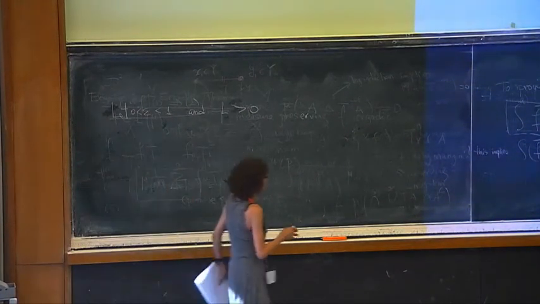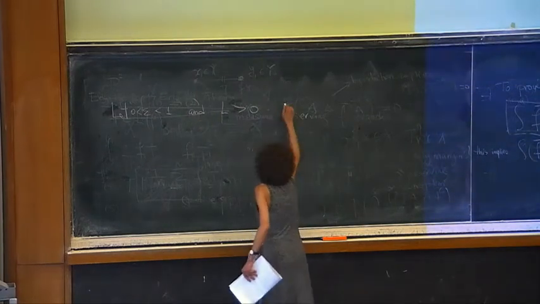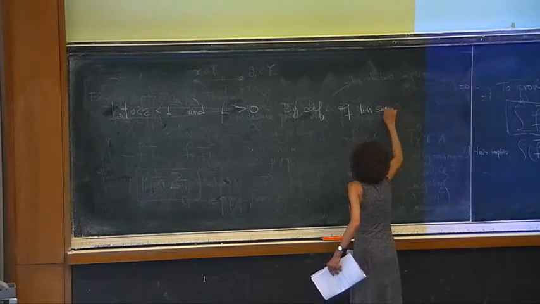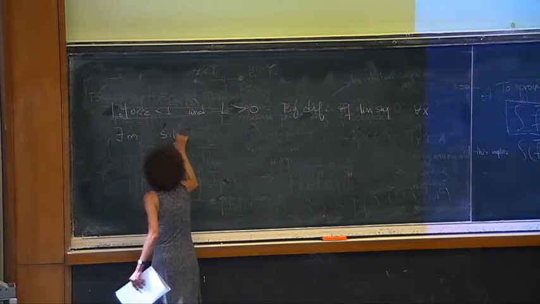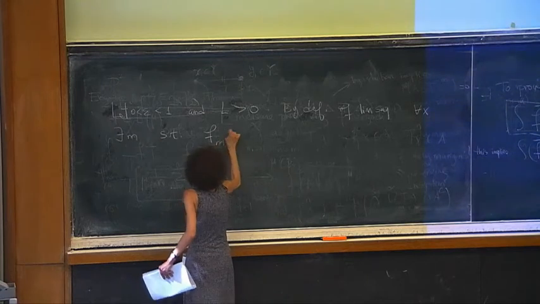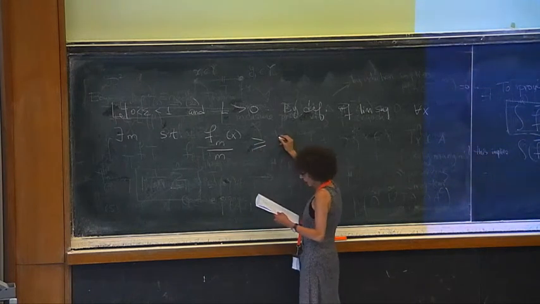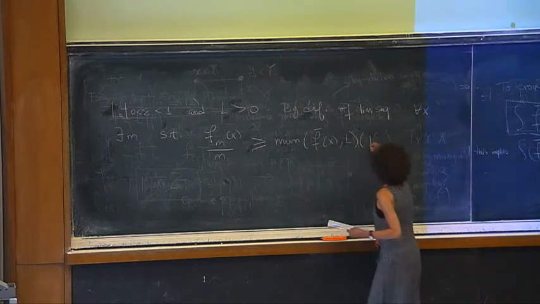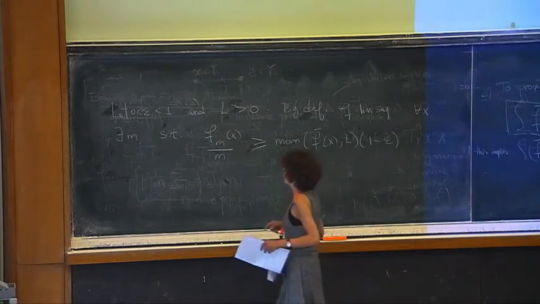And by definition of the lim sup, I know that for every x, I can find an m such that f m x over m is greater or equal to, and here I'm going to shrink the lim sup. So if you shrink your lim sup, you're going to be above it. Okay, and this I can do for every x.